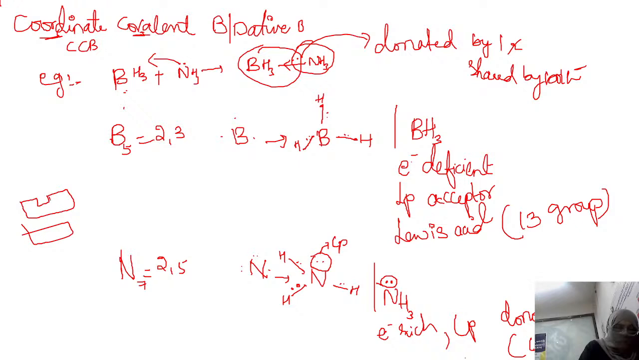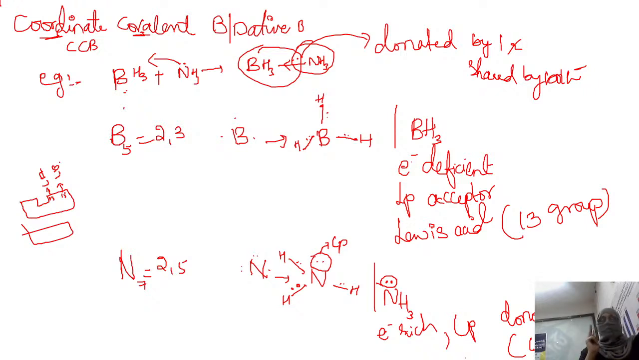So your 13 group comes here, right? Here you write Lewis acid, you write the full form, I'm writing the short form. Here you have 15 group, right? Above them you write Lewis base. That's all. The second most repeated kind of question is to identify Lewis acid, Lewis base.